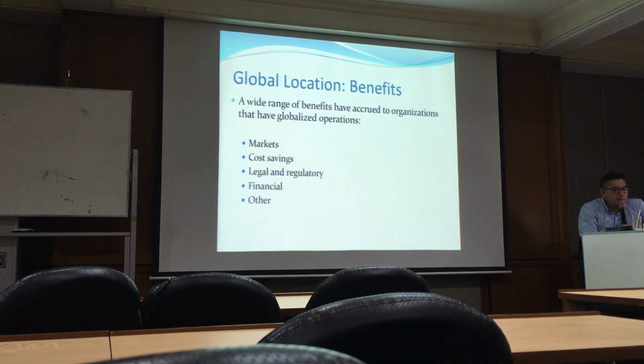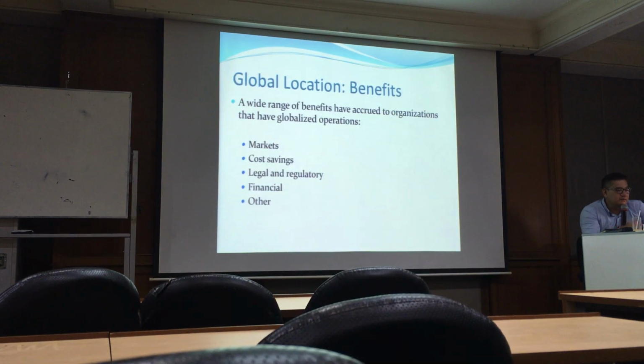You can get the benefit from the regulatory or legal side, right? In your country maybe you cannot do it, but in other countries you can do that business. Financially, the currency advantage might be helpful for doing business by using the global location. So this is the main benefit: you have more market, cost savings, legal and regulatory advantages, and financial advantage in terms of currency exchange.